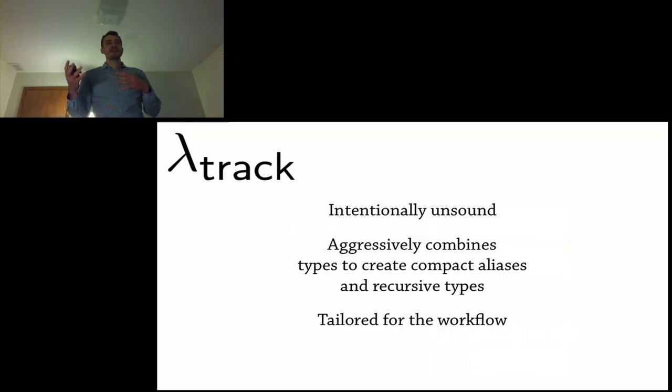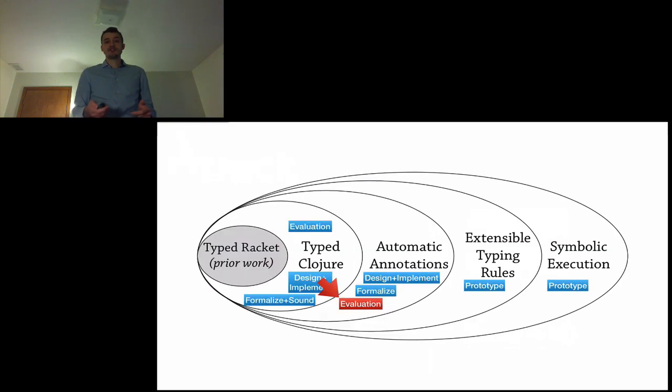So this process is intentionally unsound. These squashing algorithms actually combine types to create compact recursive type aliases, and this is an unsound process. And there's not much to prove about this formalism, and it's all tailored to work with this workflow. So really the proof that this is a good idea is in the evaluation. So let's look at the evaluation now.